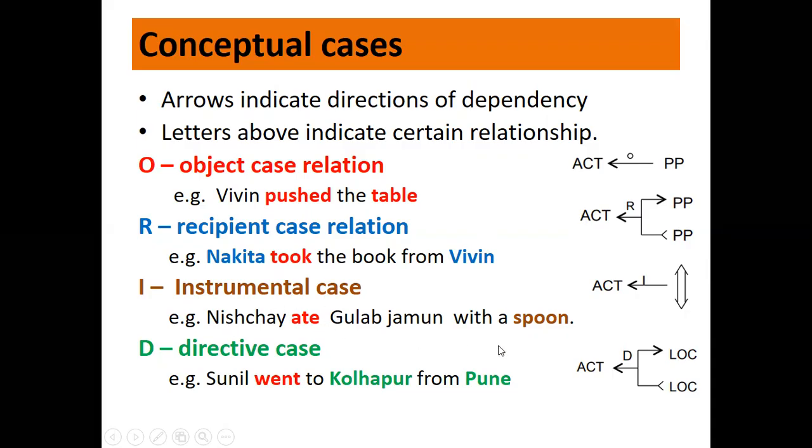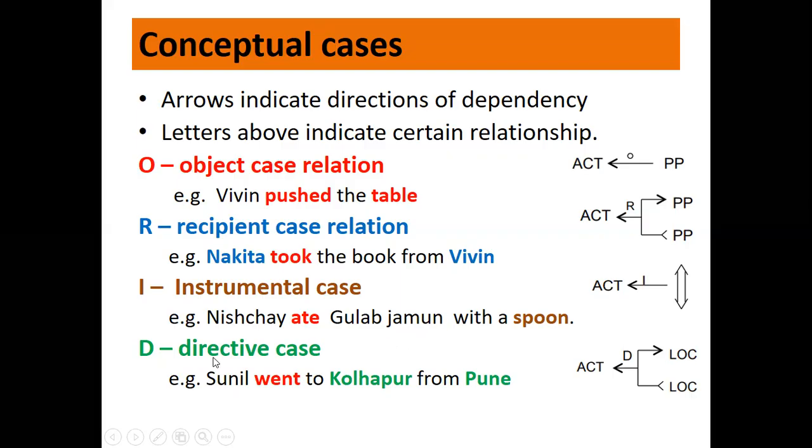Next, what you have is the instrumental case. Nishchay ate gulab jamun with a spoon, right? This is the instrumental case. The act is carried out using an instrument. Now, what is the act carried out? The act carried out is eating, that is ate. And what was the instrument used? It was a spoon, right? So this is the instrumental case.